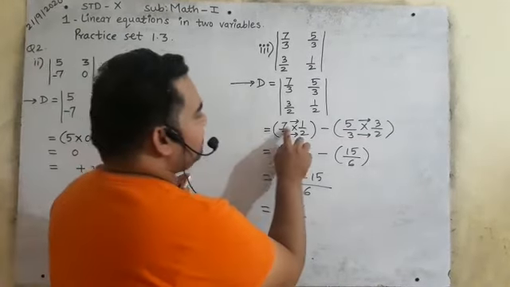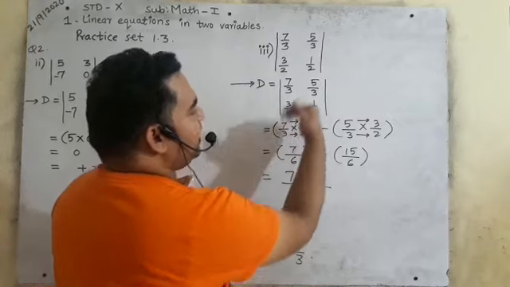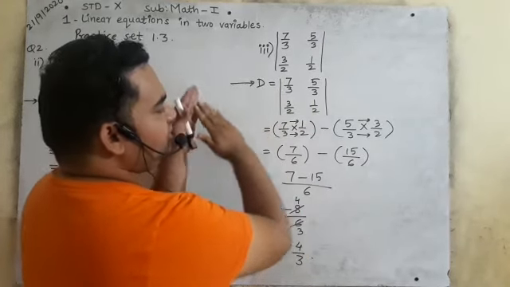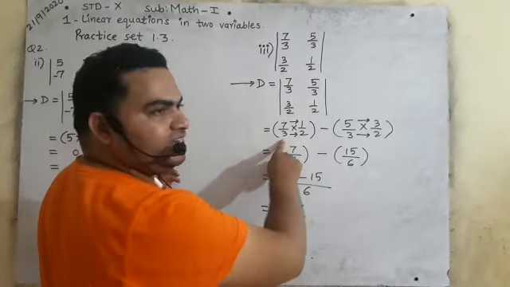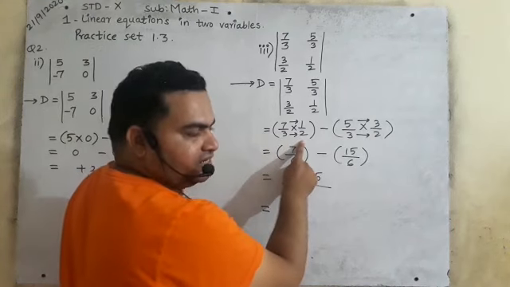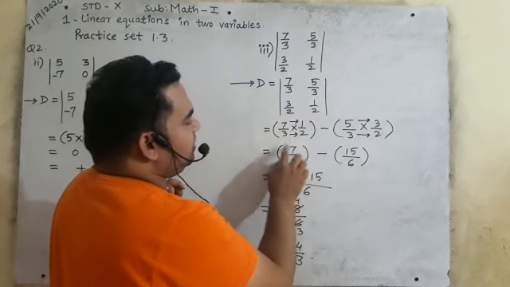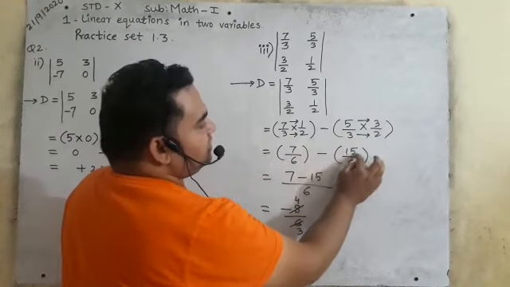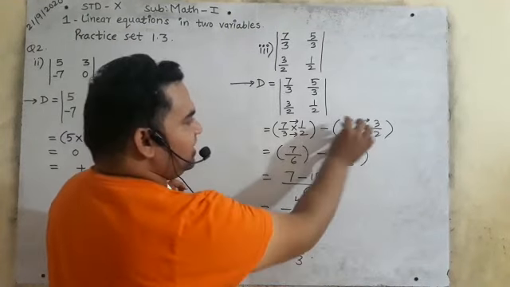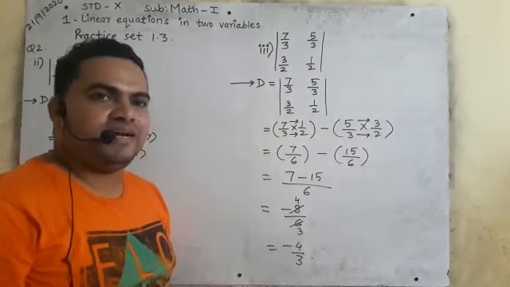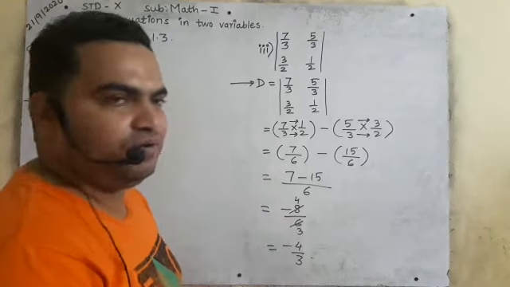Now see, the numerator will multiply to numerator, denominator will multiply to denominator. Is it clear? 7 ones are 7, 3 twos are 6. 5 threes are 15, 3 twos are 6. These arrows I have made to help you understand. You don't need to make them. You should only understand.